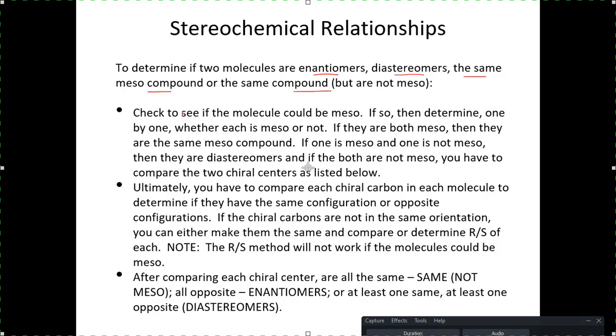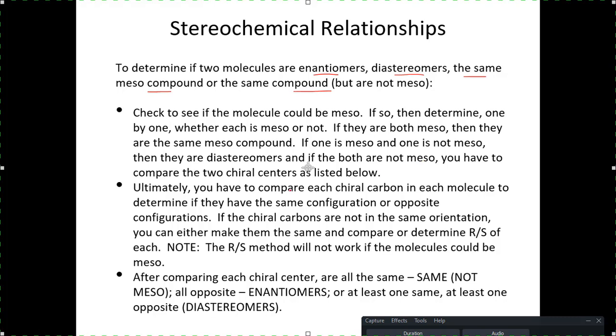So first of all, I usually check to see if the molecule could be meso. Now, to be meso, what do you need? You need to have 2 chiral centers, and those 2 chiral centers having exactly the same 3 groups. That could make them meso. So if the molecule could be meso, then you've got to check them one by one to determine if they're meso. If they're both meso, then it's the same meso compound. If one's meso and one's not meso, then it turns out they're diastereomers. And if they're both the same, or if they're both not meso, then you have to compare chiral centers, as I'll show you in a minute.